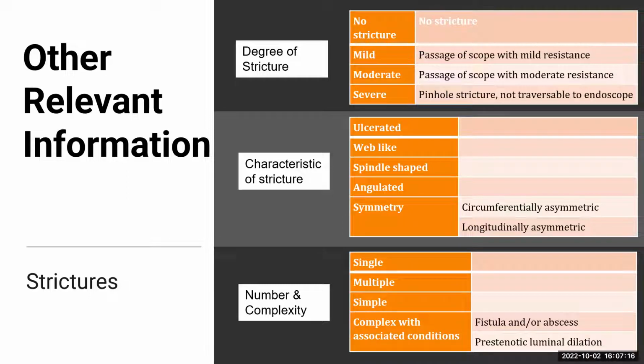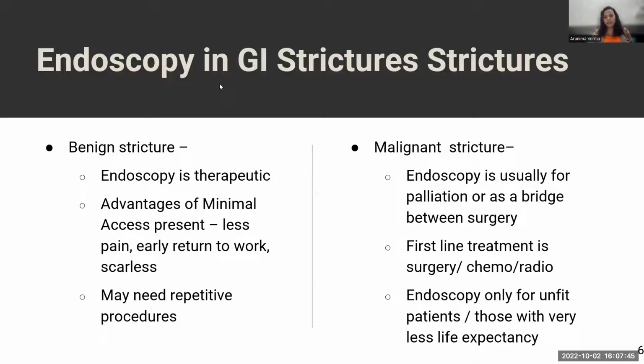You also need to know the characteristic of the stricture. It could be ulcerated, web-like, spindle-shaped, angulated, and the symmetry may be circumferentially or longitudinally asymmetric. Also, the strictures in the GI tract are not always single. At times, they may be multiple and also complex. So they could be complex, associated with fistula and/or abscess or pre-stenotic luminal dilatation. All this is very important to know before you proceed with the management of the GI stricture.